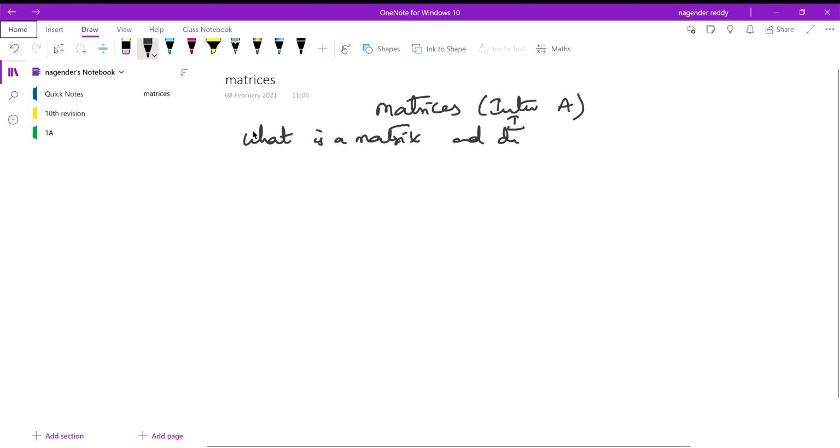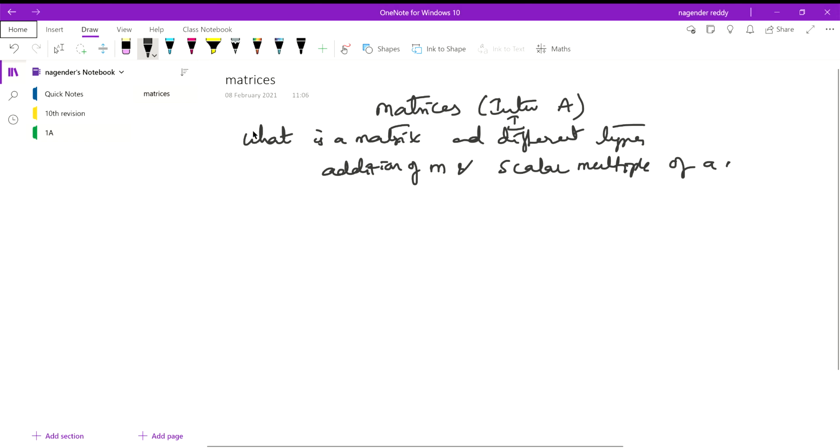and different types. And in this video we are going to learn the addition of matrices, scalar multiple of a matrix, and equality of matrices. So here let me explain what is a matrix.